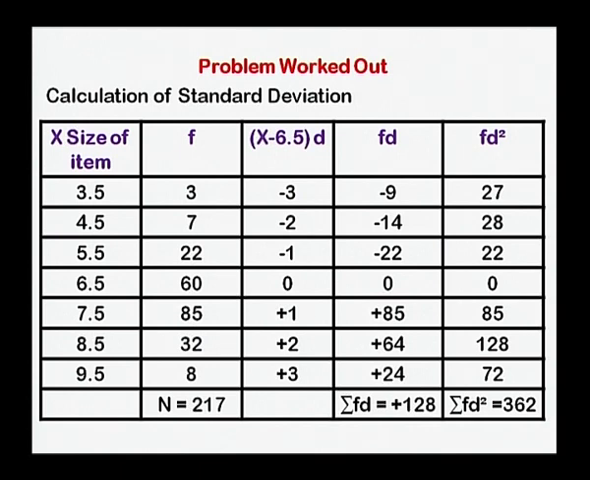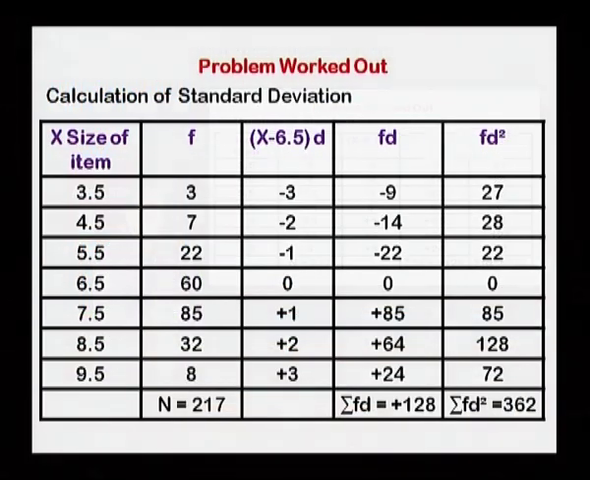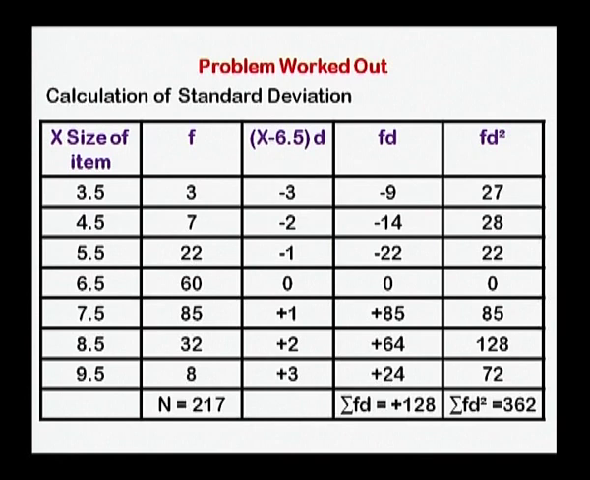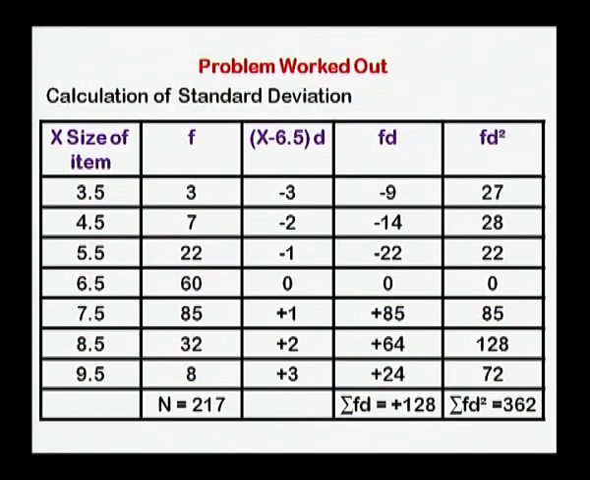Now, we first of all get the deviations, that is minus 3, minus 2, minus 1, 0 and plus 1, plus 2 and plus 3. Whenever we find deviations with the help of actual mean, the summation of deviations will always come to 0. Now, after that we get fd. fd is calculated by multiplication of f and d, that is minus 9, minus 14, minus 22, 0, plus 85, plus 64 and plus 24. It is important to note that in the standard deviation method, we never ignore the signs of plus and minus. Now, summation of fd comes to plus 128.